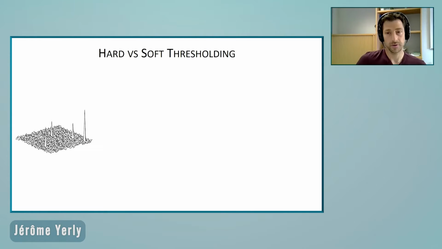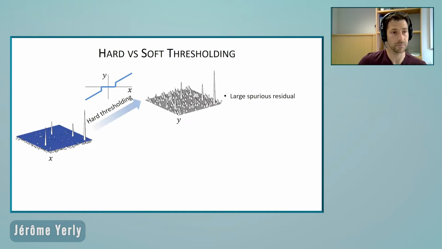I would like to point out that there are different types of thresholding. So hard thresholding is basically a very trivial thing to do. Here we can see the mapping function of the hard thresholding operation. Basically, X is the input, Y is the output, and all the values below a given threshold will be set to 0. And then all the values that are above the threshold value will be left untouched. As you can see, this can lead to large spurious residual.